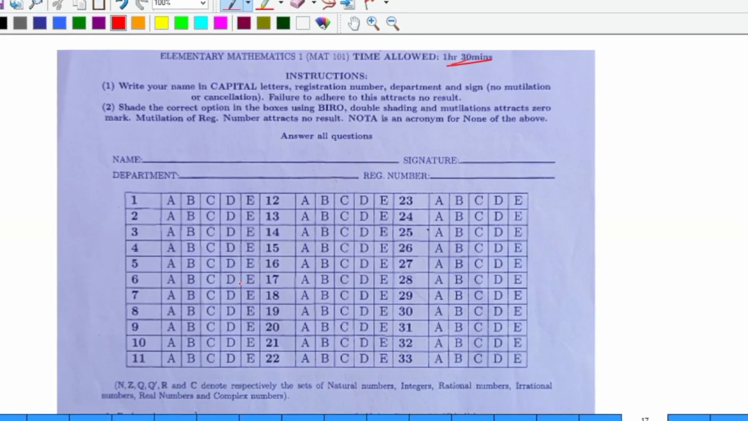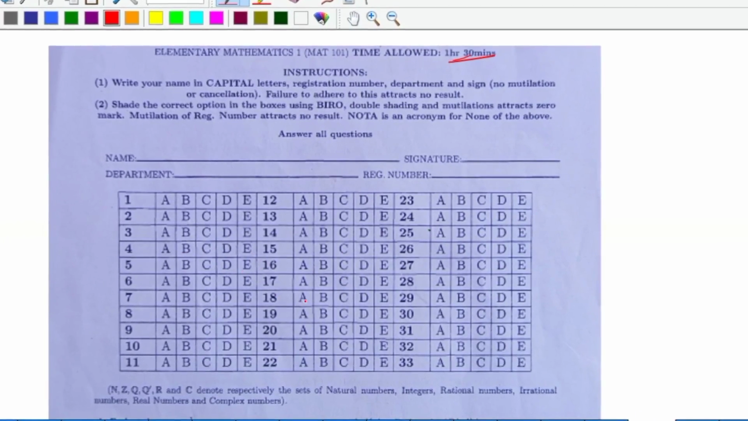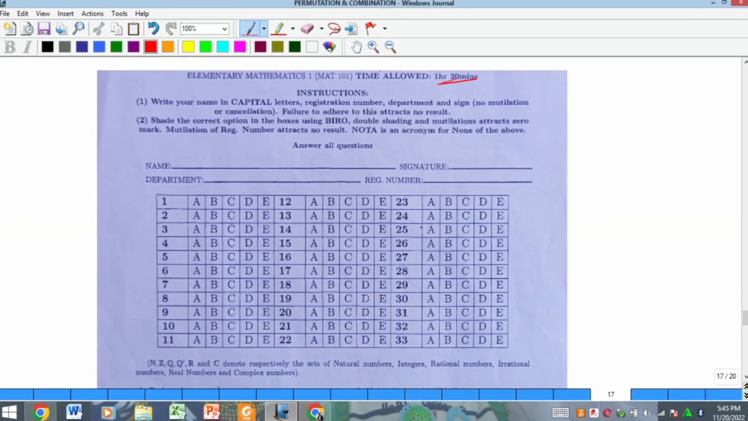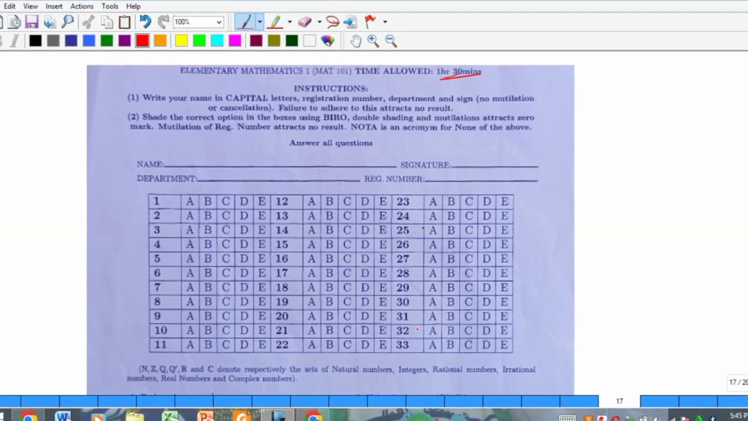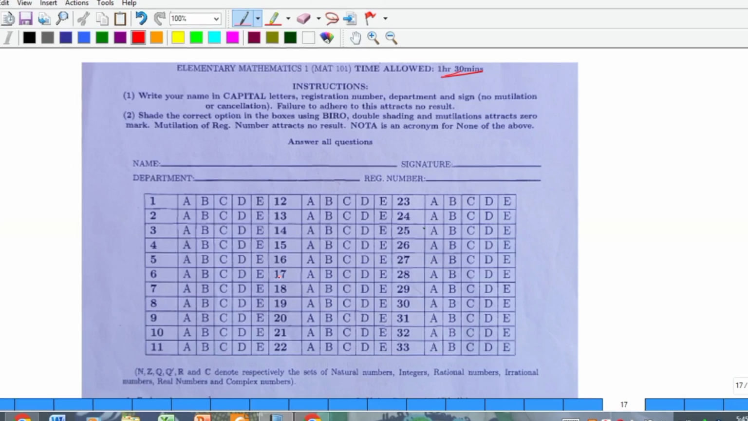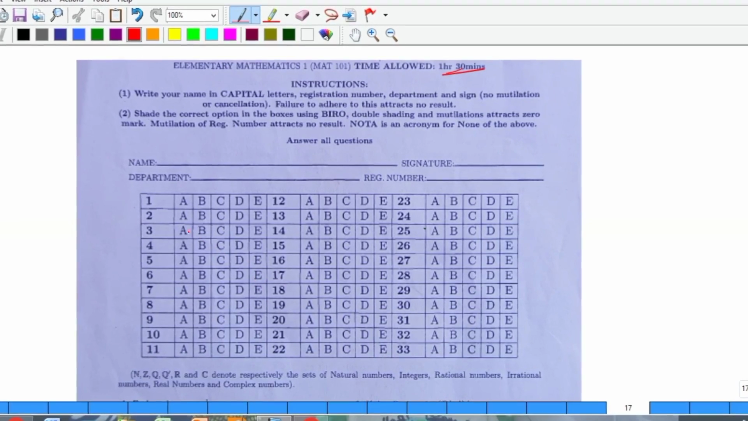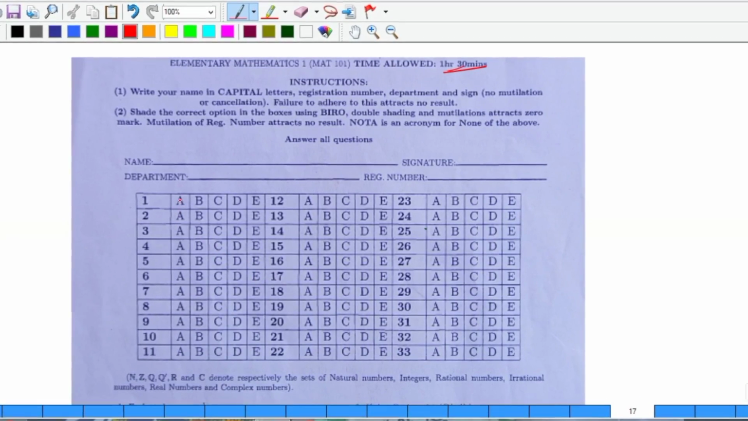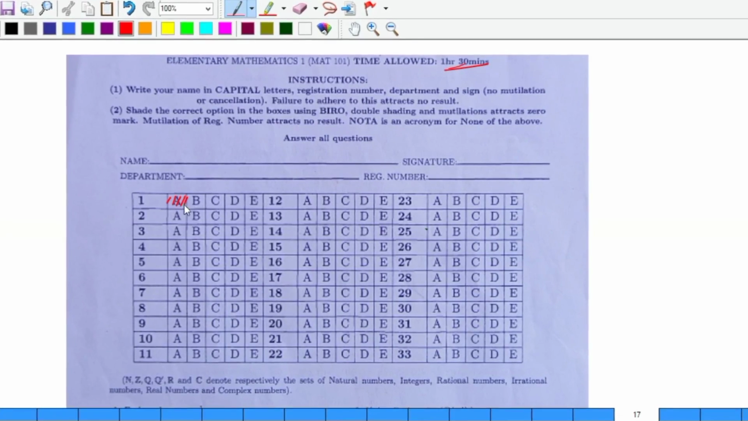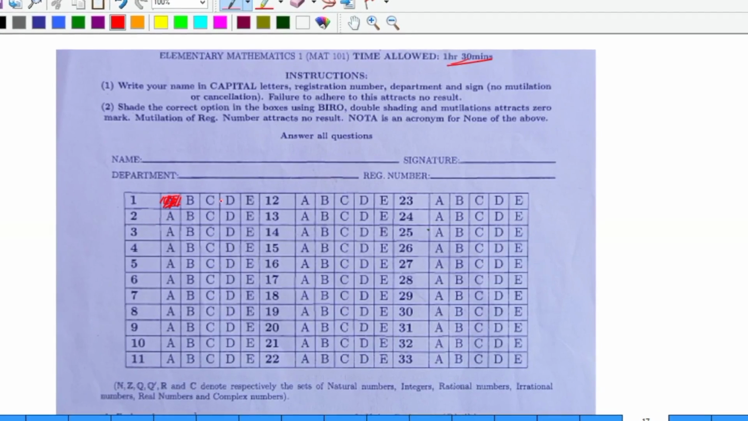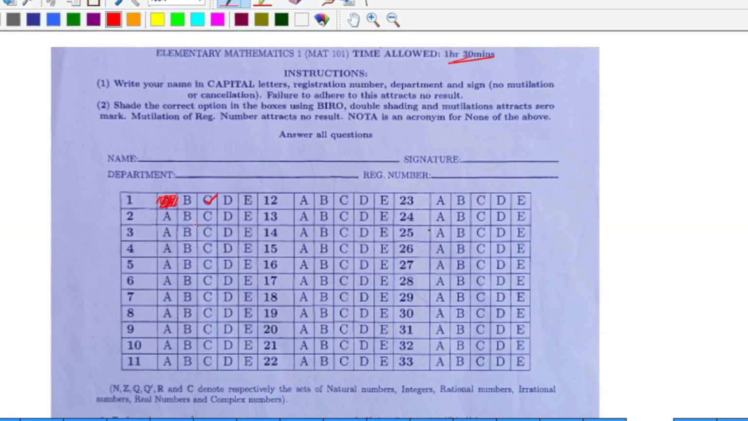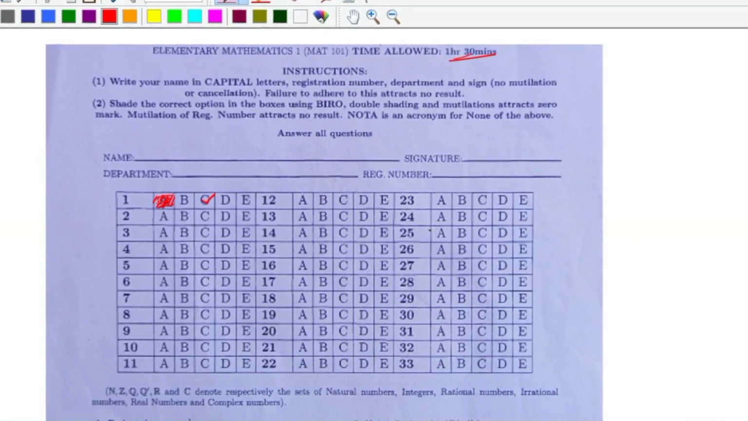Now, the space you're seeing here is where you put in your answers. The meaning of this is that this exam contained 33 questions and they are all objective. So let's assume you solve number 1 and the answer is A. So you come here and shade your A. It is your choice to determine what type of shading you want to do. You may also want to shade maybe by ticking, but it's always advisable to shade this way.